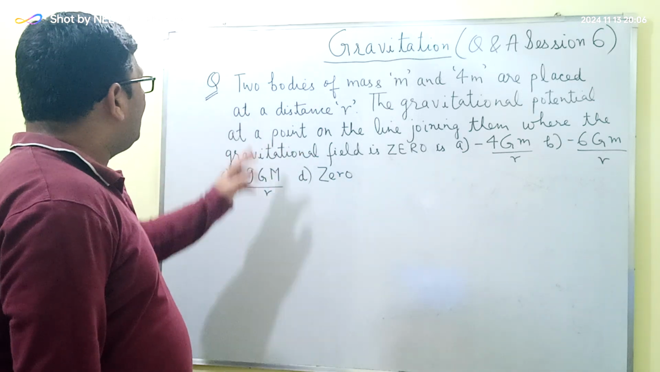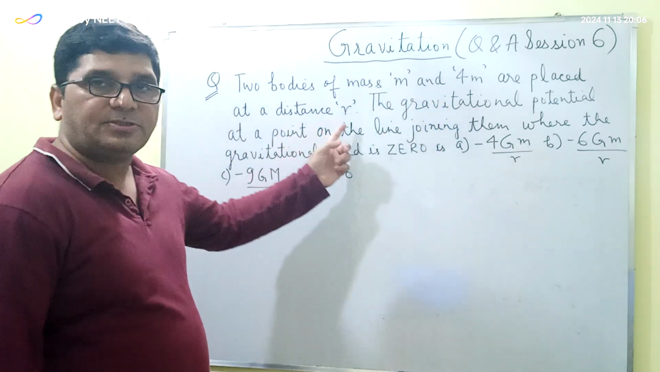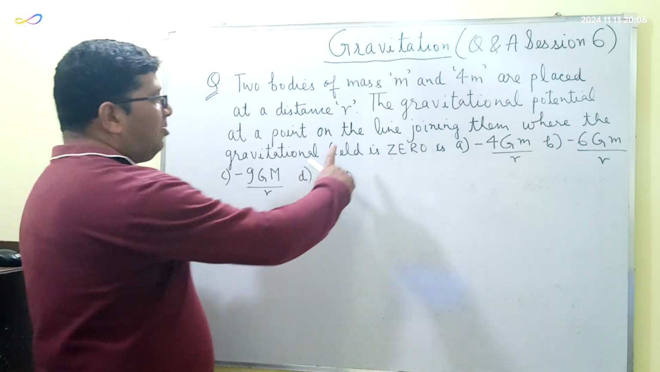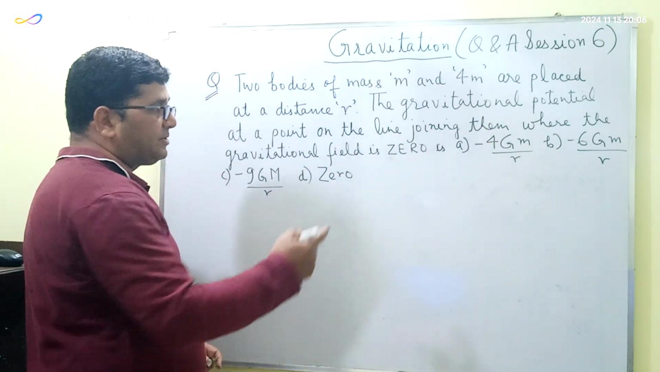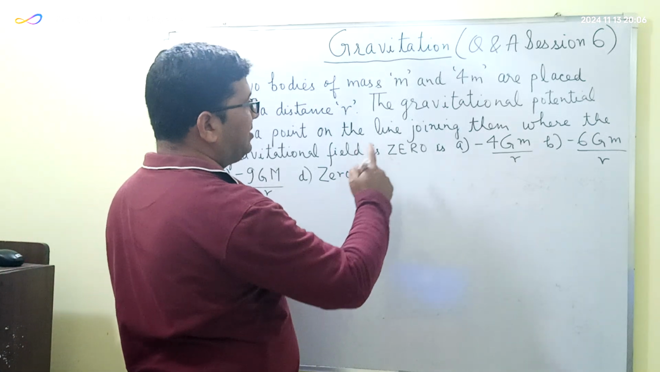The question is: two bodies of mass m and 4m are placed at a distance r. The gravitational potential at a point on the line joining them where the gravitational field is zero is. There are four options here, and we have to find the correct option.